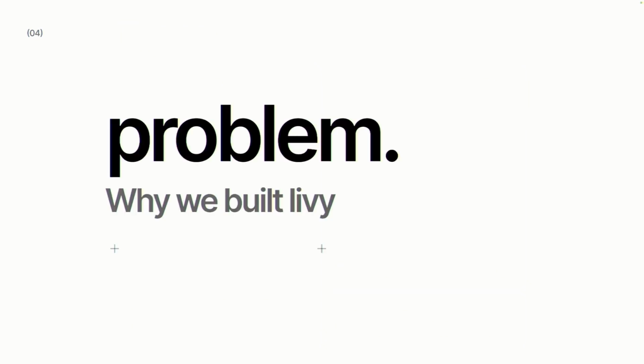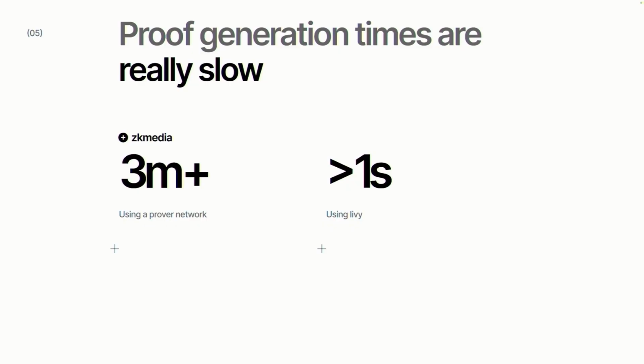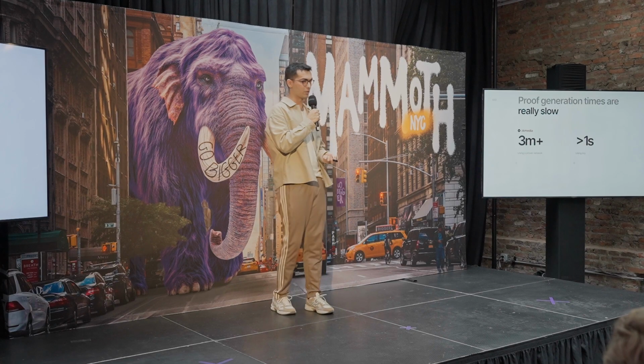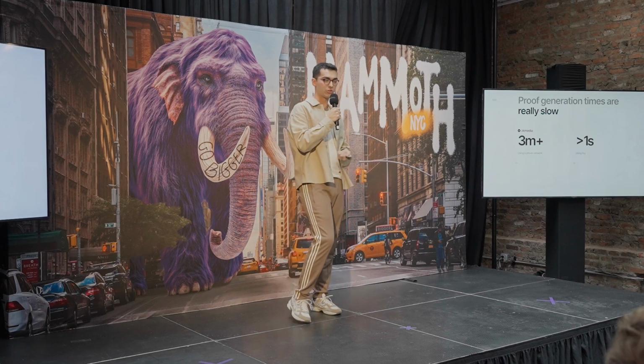So let's begin with the problem that we were facing during MammothCam and why we built Livy at the beginning. Proof generation time is extremely slow. When we were trying to build CK Media, one of the many problems that we faced was that generating proofs of large computations, such as media files, in this case images, was taking more than 3 minutes in some cases when we were trying to create complex compositions.